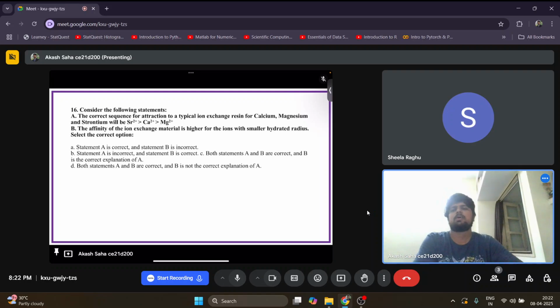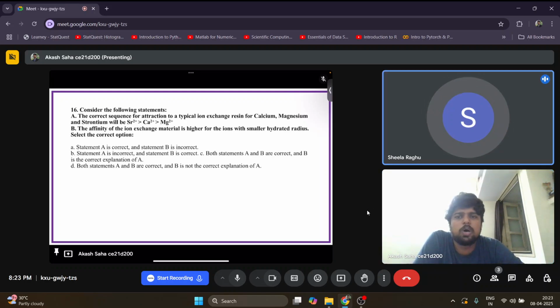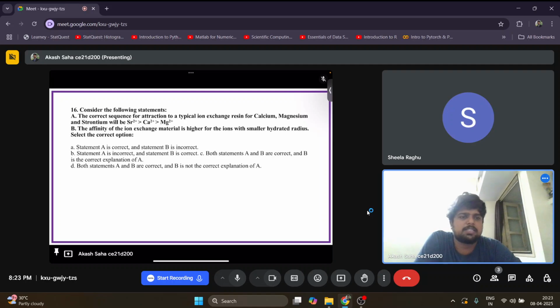Okay, next problem. The correct sequence for attraction to a typical ion exchange resin for calcium, magnesium, and strontium will be Sr2+, Ca2+, Mg2+. The affinity of ion exchange material is higher for ions with smaller hydrated radius. So we have to select the correct option. Suppose three ions are there: calcium, magnesium, and strontium. What will be the affinity for the ion exchange resin? Will it be more for strontium?